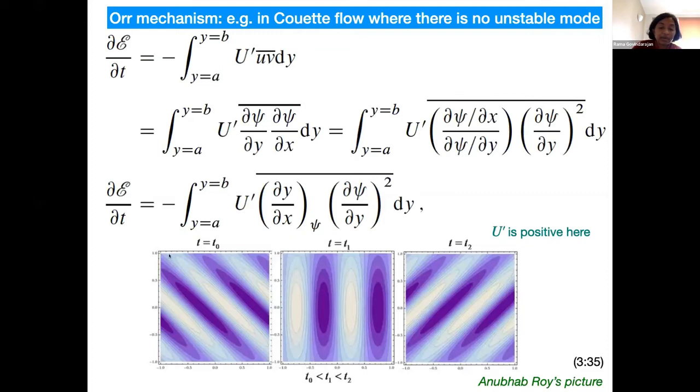And the shear is now positive here and zero here. So the shear is going to turn these structures around. As it turns it around, the energy will grow up to here, and then the energy will start decaying. So this is the Orr mechanism.